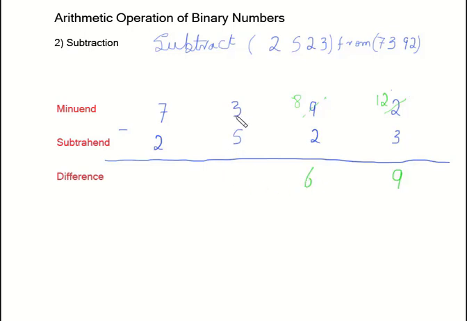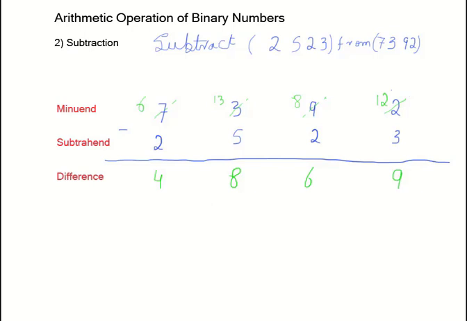Now here, I can't subtract 5 from 3, so I have to borrow 1 from this 7. As a result, this will become 13, and this 7 will be 6. Now 13 minus 5 will give me 8, and 6 minus 2 is 4. Okay, that's what we have done. This is what we call simple subtraction.